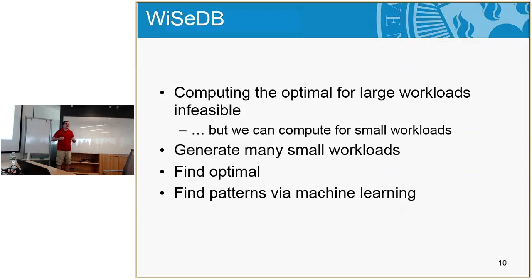The big idea here is that computing the optimal for a very, very large workload is infeasible. In the case where you have a basic deadline, it's the bin packing problem, which is known to be NP-hard. So if you've got more than, say, 50 queries, you're not going to brute force and find an optimal. It's not going to happen. But we can brute force and find the optimal for smaller workloads, say of 20 or 15 queries. Those we can try every possible combination, measure the cost, and pick the one with the lowest.